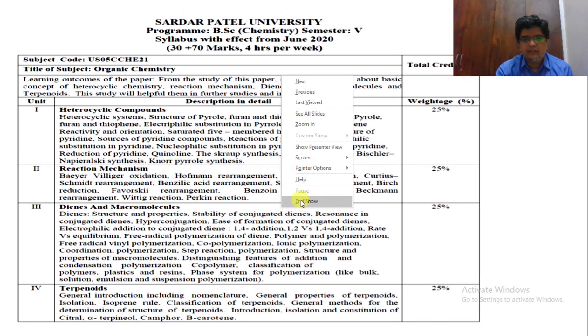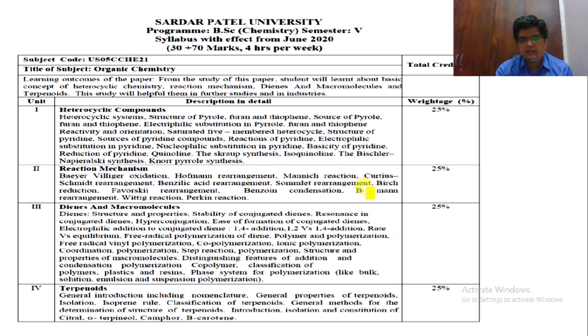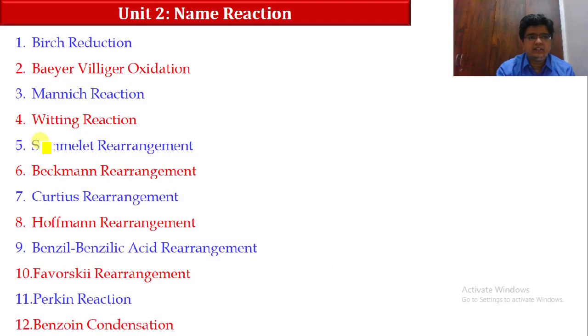In our syllabus we can find this is the second chapter, or we can say second unit, name reaction, that is reaction mechanism, in which you have these 12 reactions: Birch reduction, Baeyer-Villiger oxidation, Mannich reaction, Wittig reaction, Smiles rearrangement, Beckmann rearrangement, Curtius rearrangement, Hofmann rearrangement, benzilic acid rearrangement, Favorskii, Perkin, and benzoin condensation. So now let us start with our first name reaction.